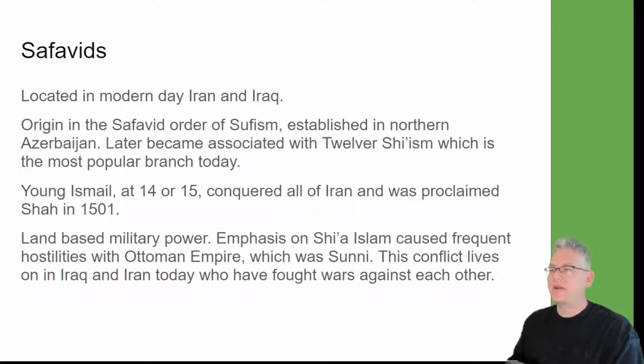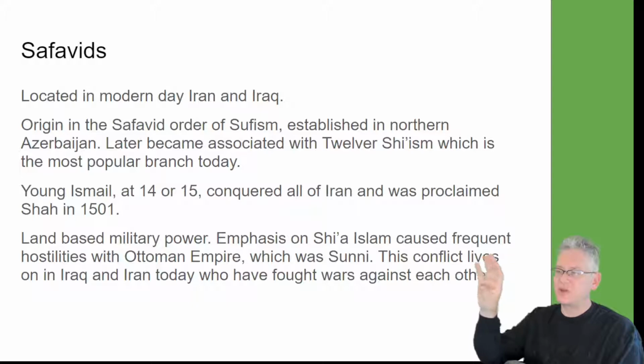So they're located again in modern-day Iran and Iraq. Their origin is in what's called the Safavid order of Sufism, which is established in northern Azerbaijan. So this is a specific type of Sufism. It's associated with what's called Twelver Shiism. So again, we have Sunnis and we have Shia, right? Based upon this question of who is supposed to be in charge. The Shia are the smaller group. Something like 80%, 85% of modern day Muslims are Sunnis.